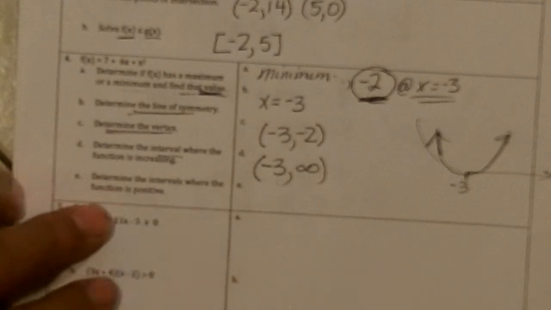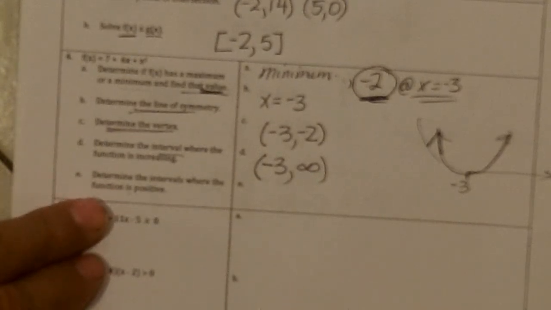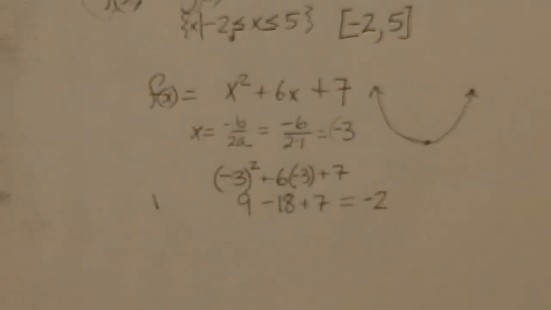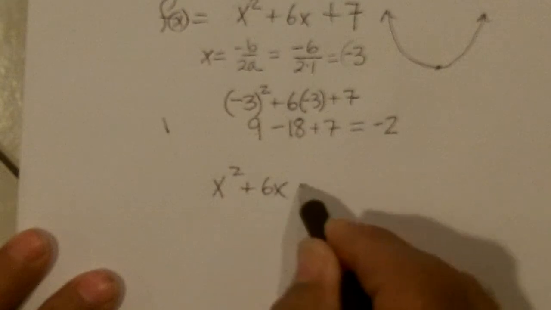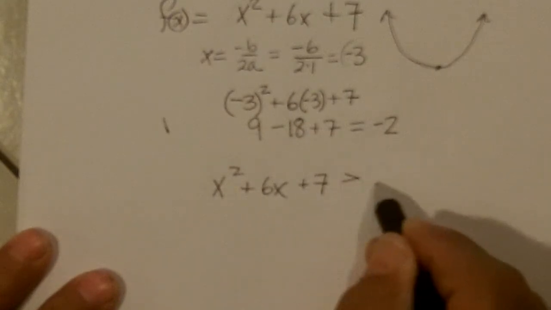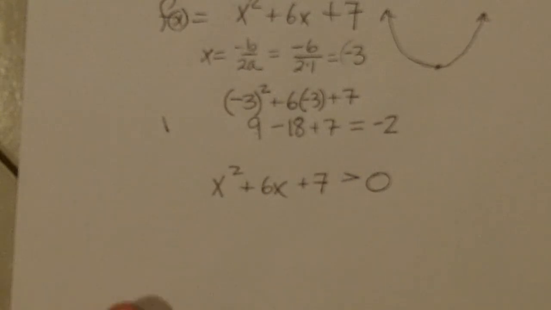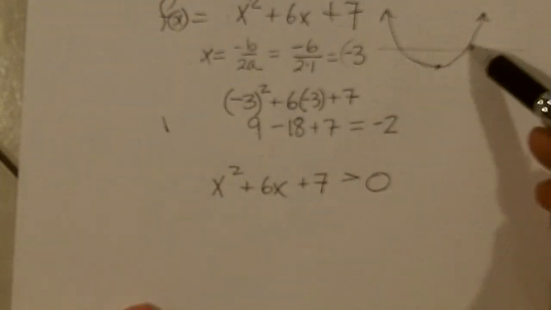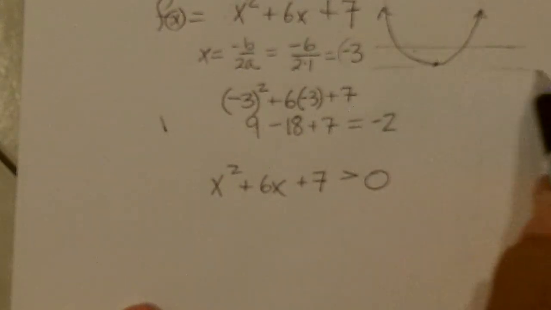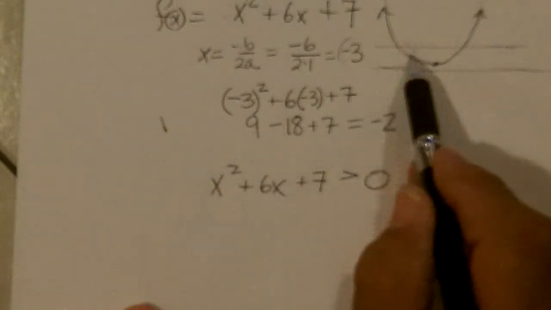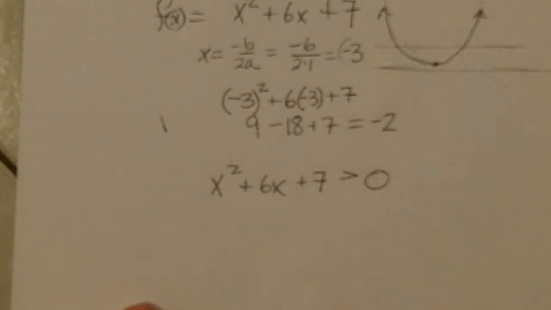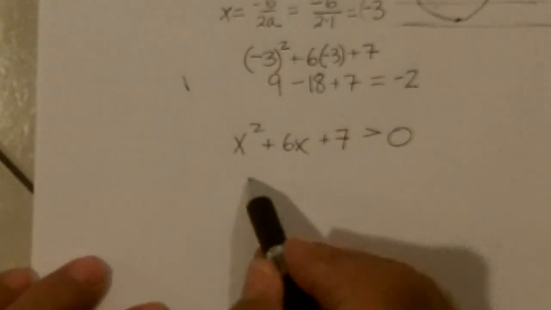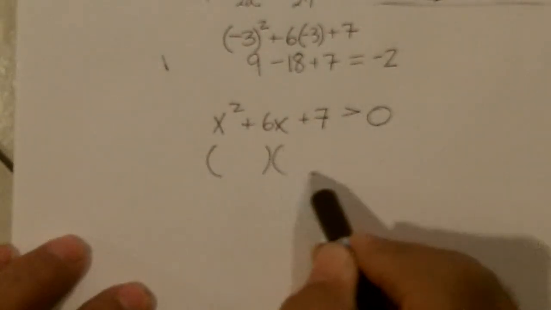Determine the intervals where the function is positive. Now that's a little different than what we've been doing. Positive means that it's greater than 0. So I'm going to write x squared plus 6x plus 7 is greater than 0. Well, that could be this part if the line goes here, or it could be the whole thing if the line is down here. And so we have to find out when it's equal to 0 to know if there's any x-intercepts. So again, we could factor if we can. Let's see if this factors.